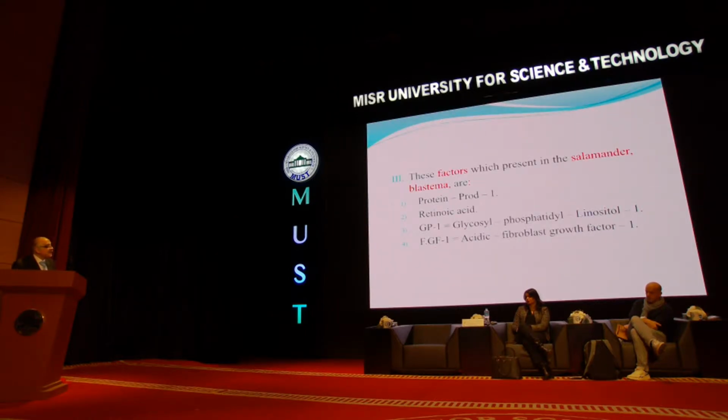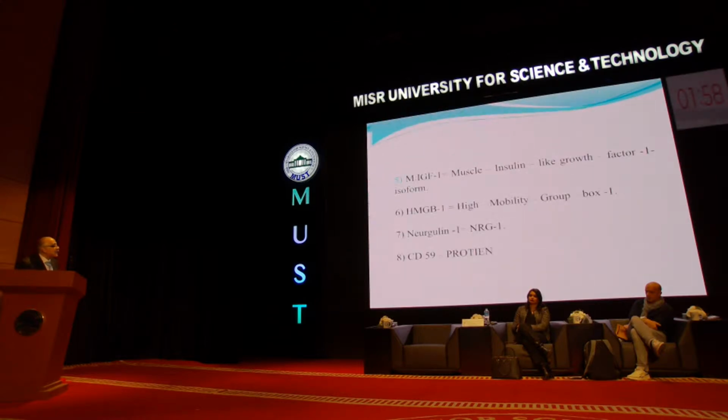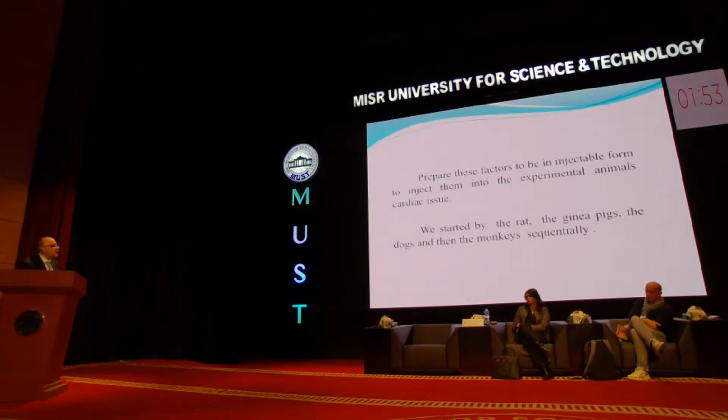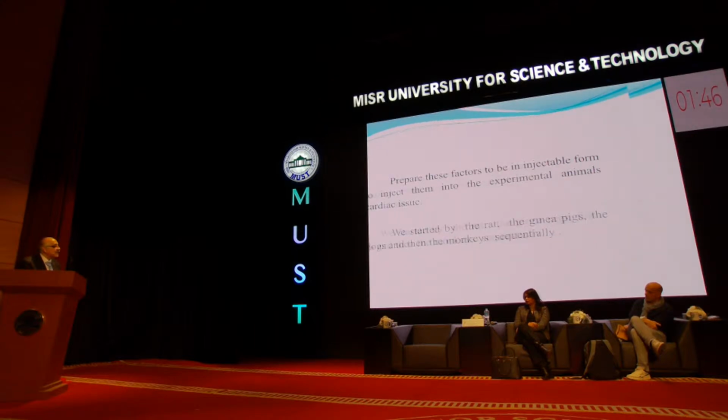These factors which are present in salamander blastema we found in the literature. It is protein BROD1, retinoic acid, GP1, FGF1, and MIGF1, and HMGB1, and neuregulin 1, and CD59. Prepare these factors to be in the injectable form to inject them into the experimental animal cardiac tissue. We started with the rat, and then after that we'll use the guinea pigs and dogs, and then monkeys sequentially.